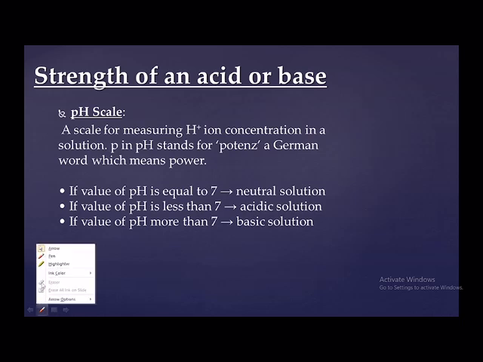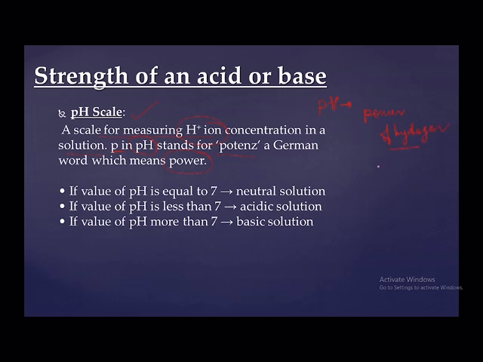So how do we determine the strength? That is with the help of an indicator, that is pH. It is a scale for measuring the H plus ion concentration in whatever solution you take. The P in pH stands for potence, which is the general word meaning power. So the word pH is nothing but the power of hydrogen, and this has been derived from the German.